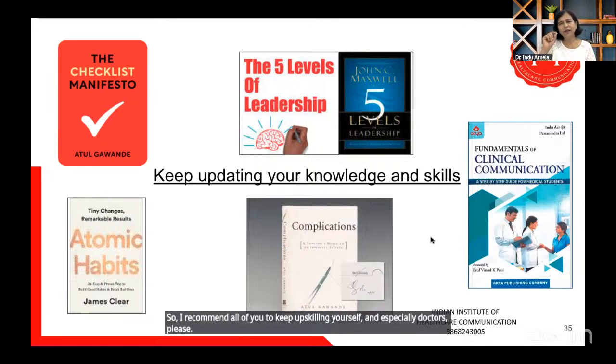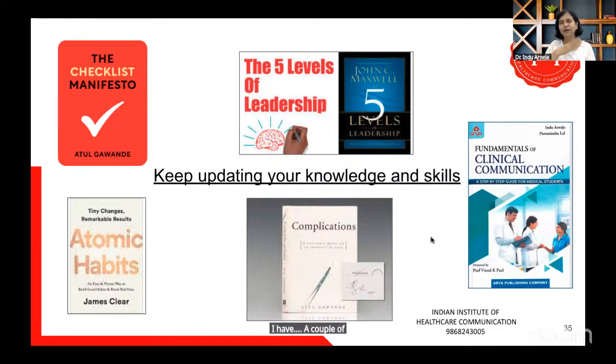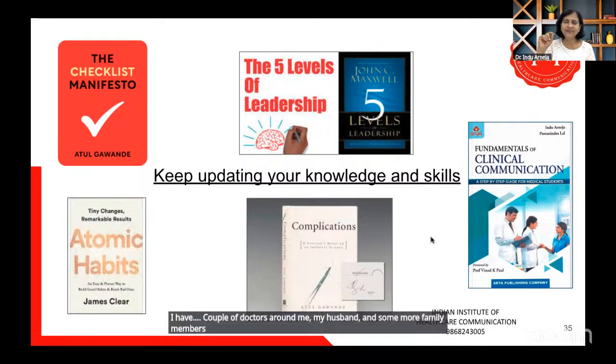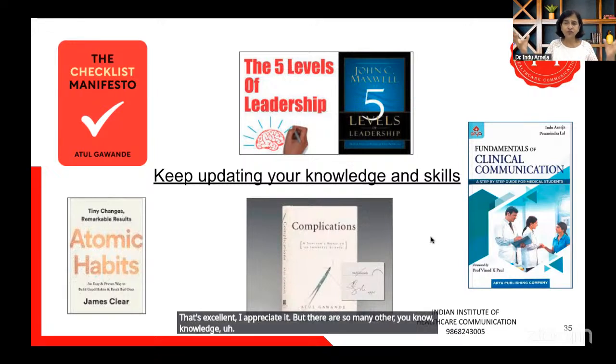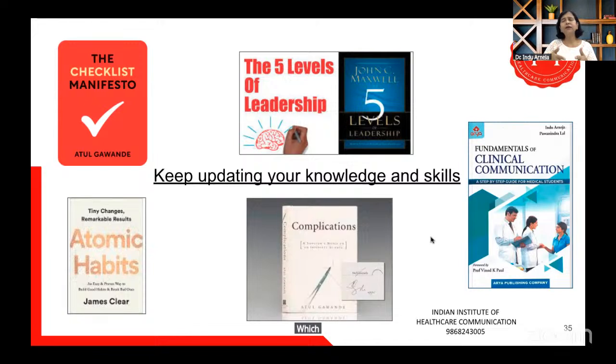Please, I have a couple of doctors around me, my husband and some more family members, and I see sometimes you work with a very narrow approach. You're focused on your profession, and you just read everything and anything related to your subject. That's excellent. I appreciate it. But there are so many other knowledgeable sources which can be helpful in healthcare, and we could bring those ideas and make our healthcare more updated, if I may say so.